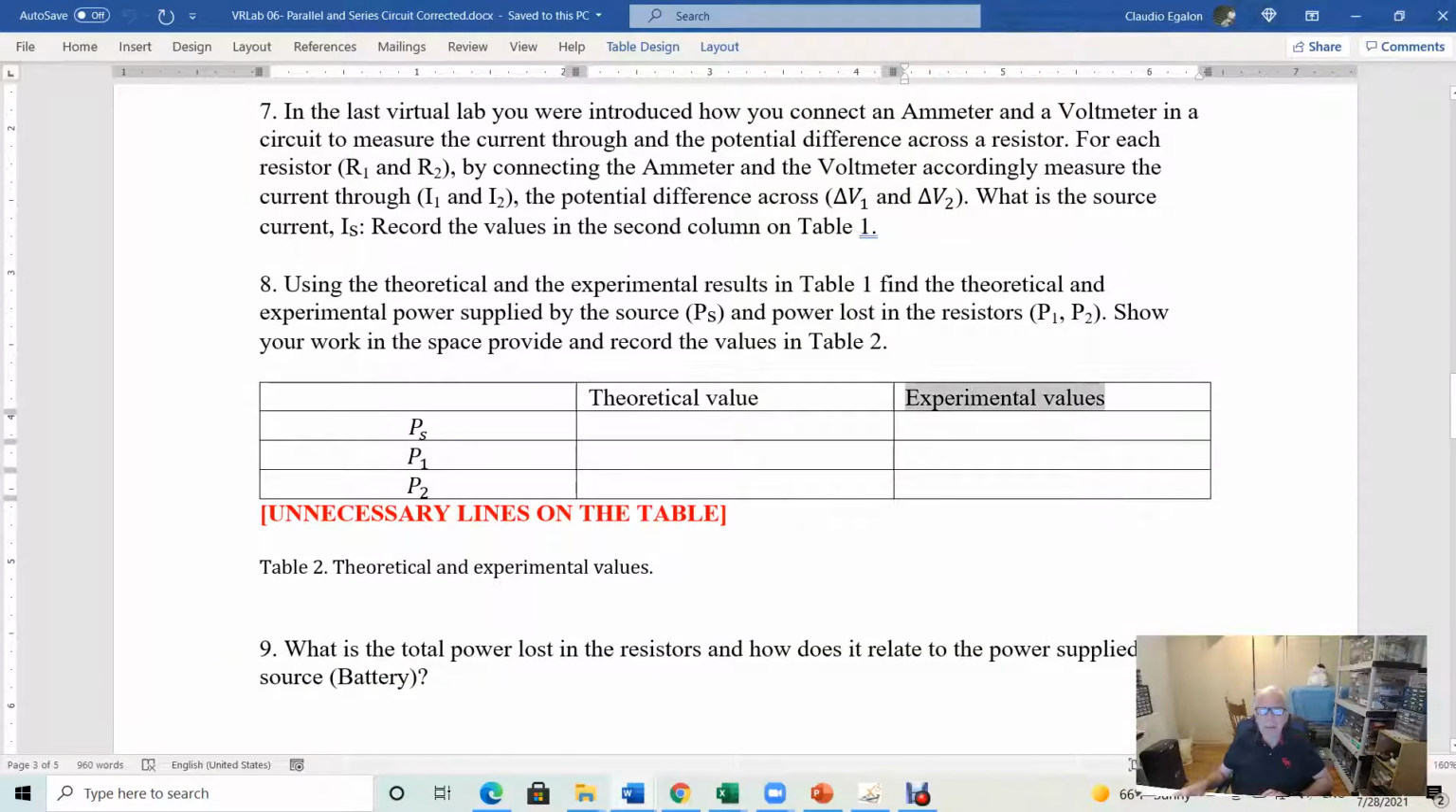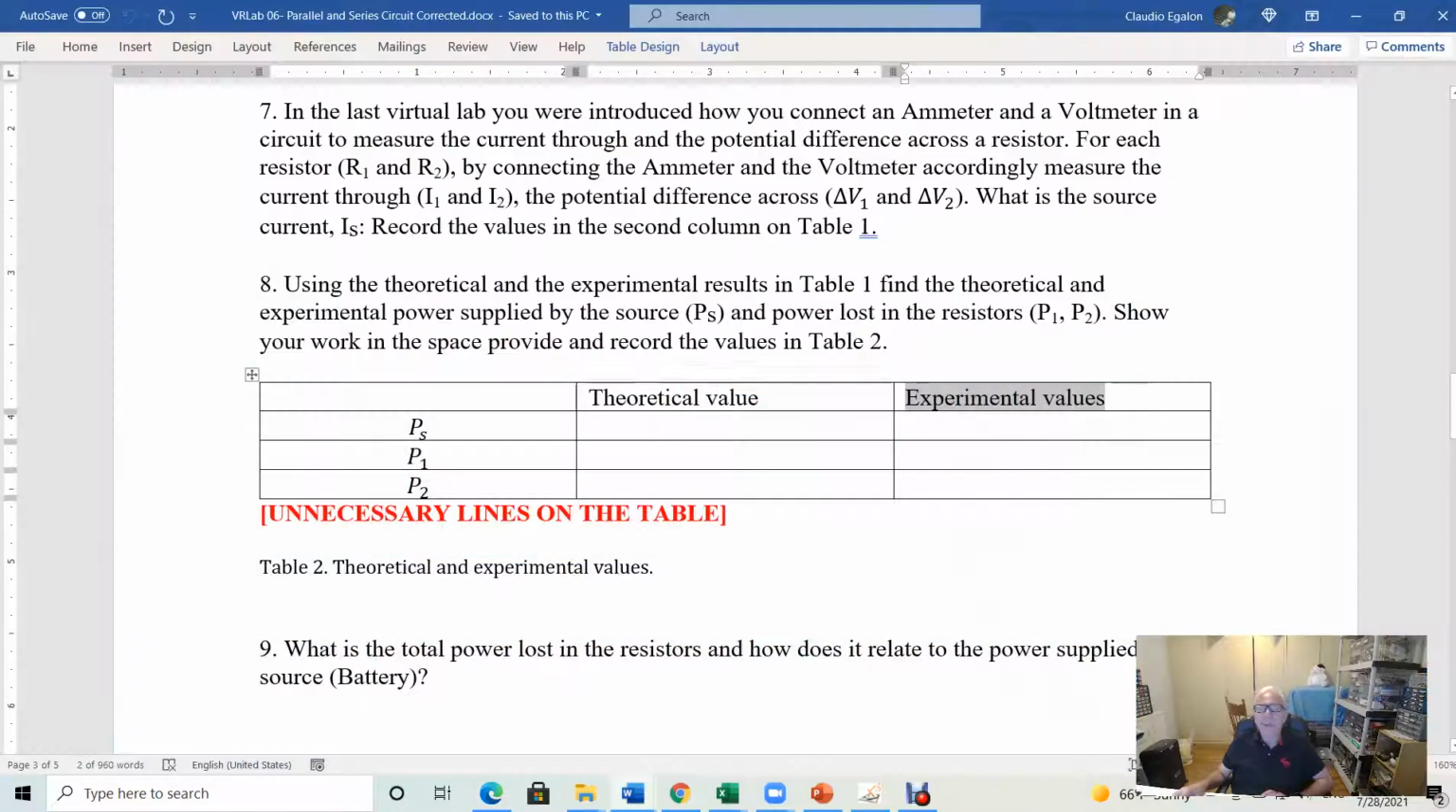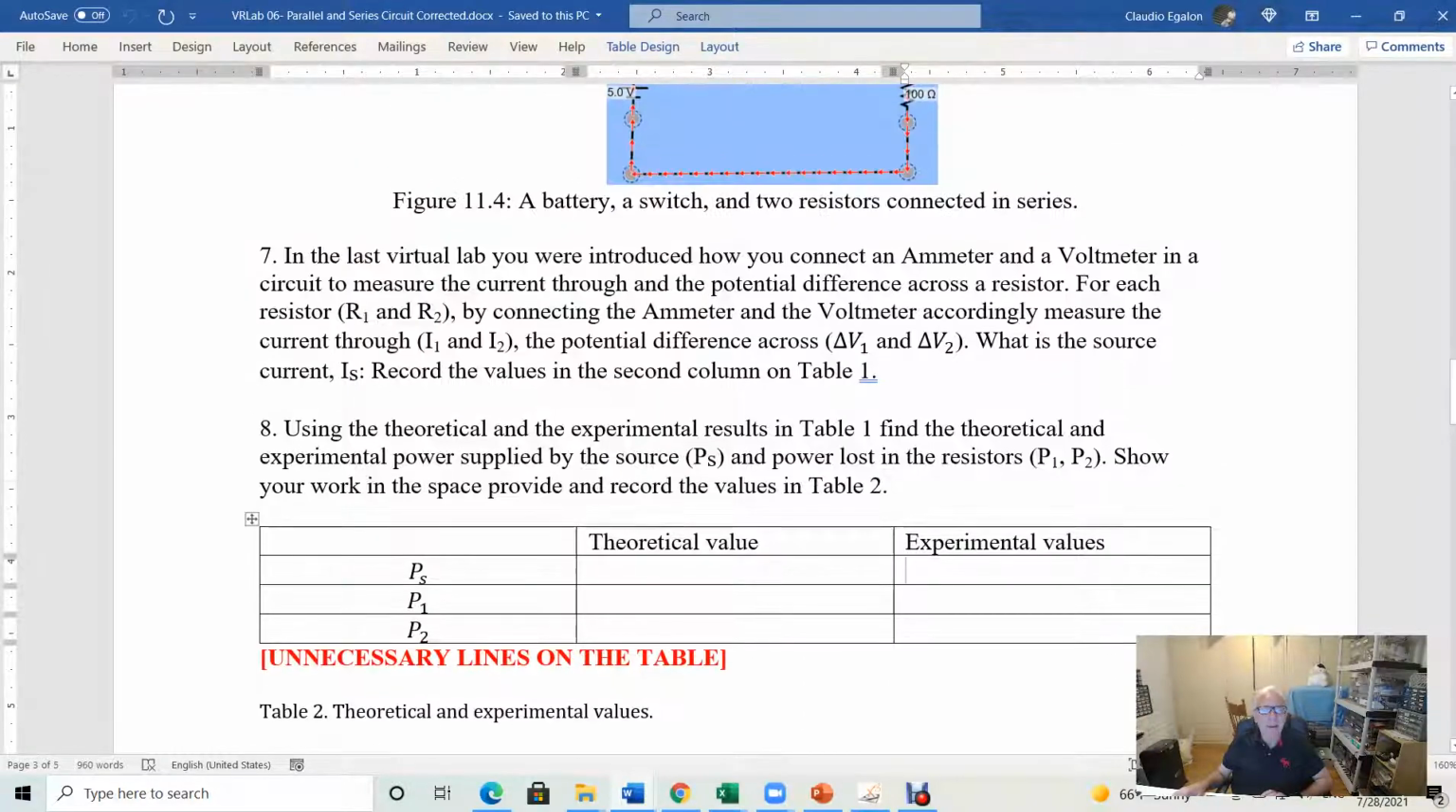Experimental value. He doesn't say how we do the experimental values here. That's an interesting situation. I don't see any way of measuring the power lost here. There is no instrument here to measure. Oh, okay, I know how he does it. The way he does the experimental value. What's the experimental value?